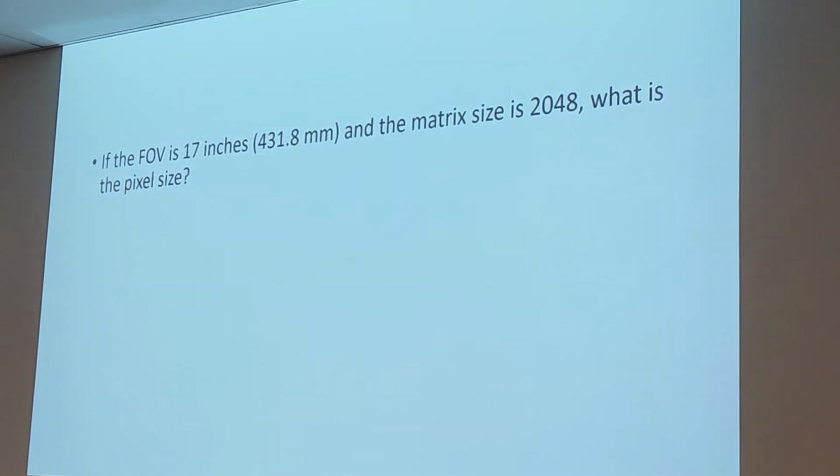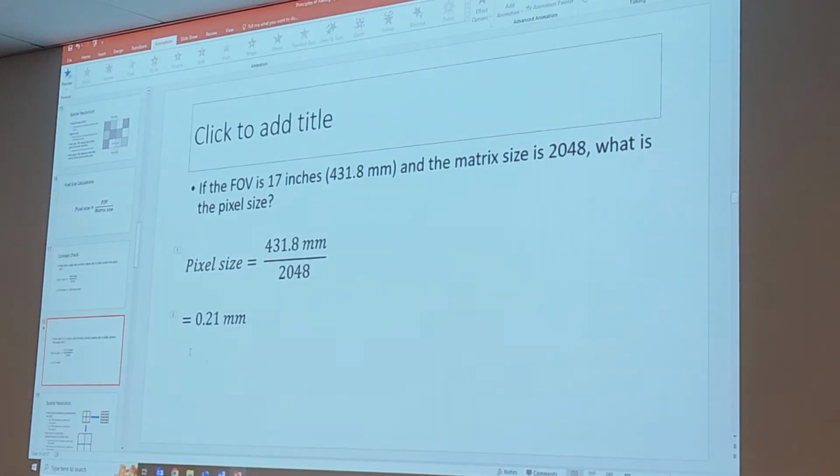If the field of view is 17 inches, which is 431.8 millimeters, and the matrix size is 2048, what is the pixel size? 0.21. How did you get 0.21? 431.8 divided by 2048. Good. And you got 0.210. Yep. So I'll go ahead and throw that in.